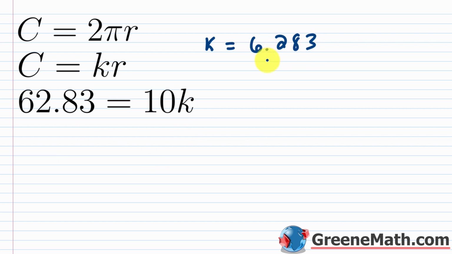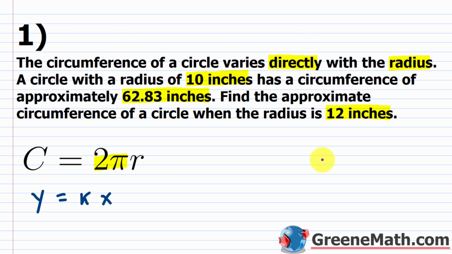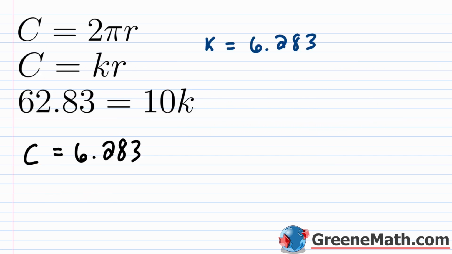Okay, so looking at this now, what you would do is take the known value for k and plug it in, and now you have something where you can plug in whatever the radius is and you can get your circumference. So that's the goal of this type of problem. So you're going to say c for circumference is equal to the known value for k, that's 6.283, times the radius. Again, in this problem, we're told to find the approximate circumference of a circle when the radius is 12 inches. So coming back, I'm just going to plug in a 12 right here.